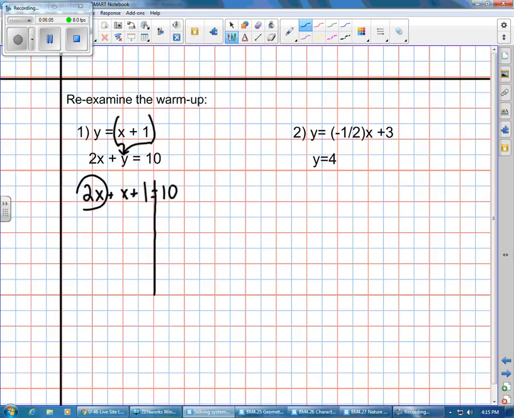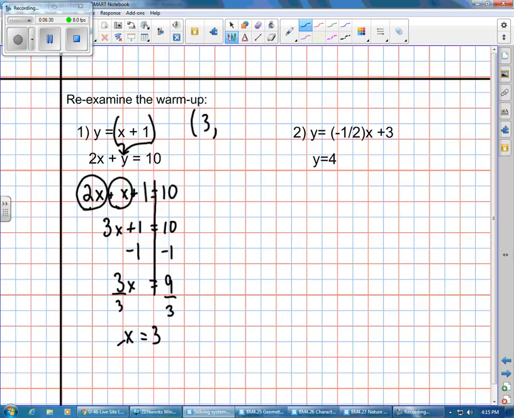So we've got 2x plus x. We need to combine those like terms. So I'll have 3x plus 1 equals 10. I need to isolate my variable term, so I'm going to subtract 1 from both sides. So I have 3x equals 9. Divide by 3, and x equals 3. So I have half my answer using substitution.